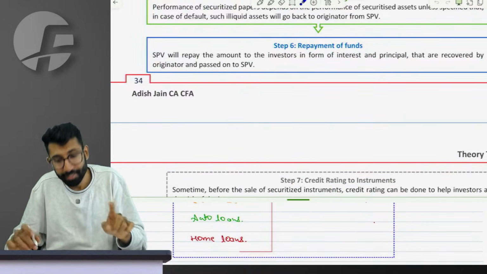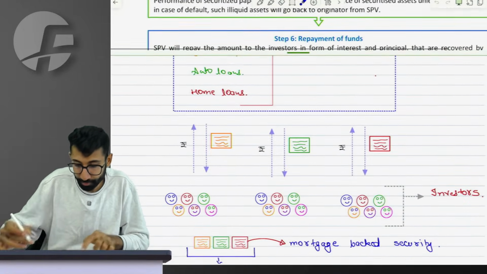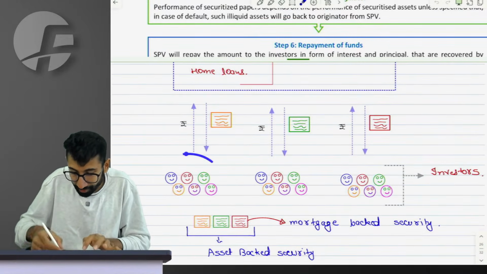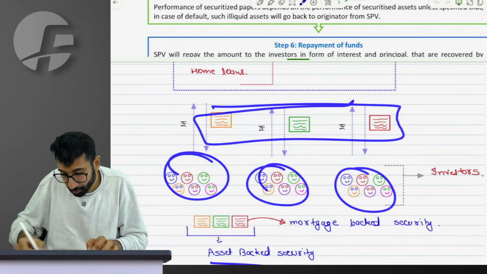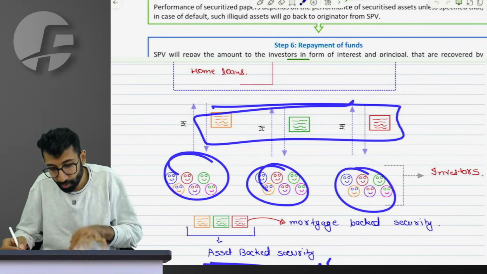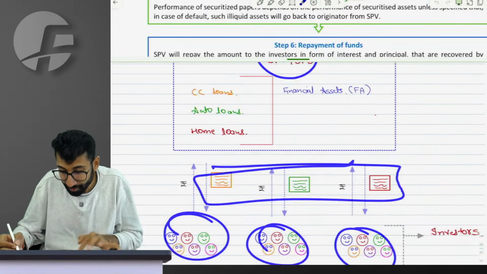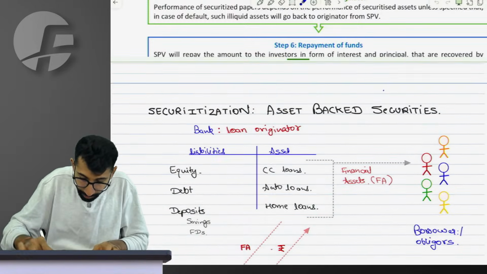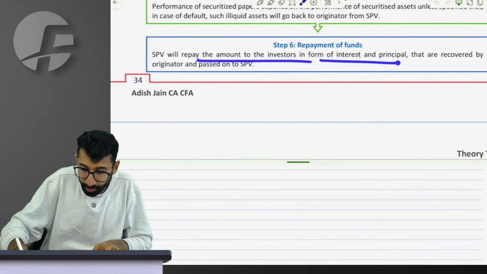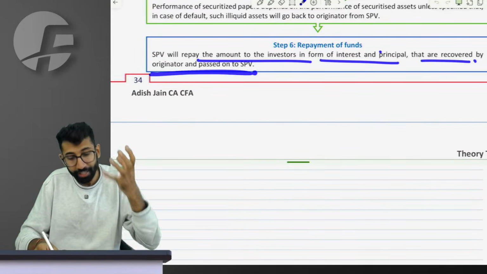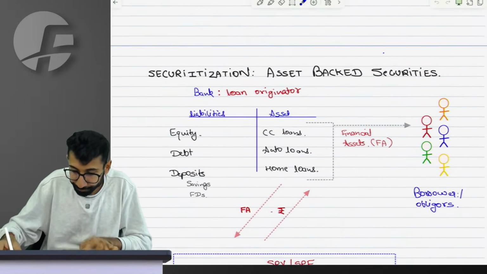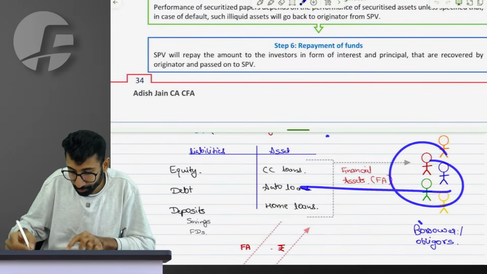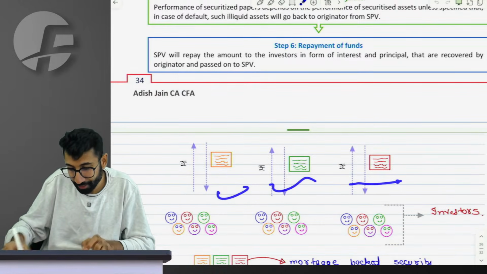repayment of funds. So as I said, if you don't understand the mechanism overall, as I explained here, if you don't understand this terminology of originator, obligor, SPE, investor, these securitized papers, securitized assets, called asset-backed securities, if you don't understand these terminologies, these are financial assets, then it becomes really difficult for you to understand the chapter. Perfect? Cool. Repayment of the fund. The SPV will pay the amount in the form of interest and principal to the investor, which are recovered by the originator and passed to the SPV. Sir, these people who pay money to the originator, it will pass on to the SPV, which will then be paid to the investor.